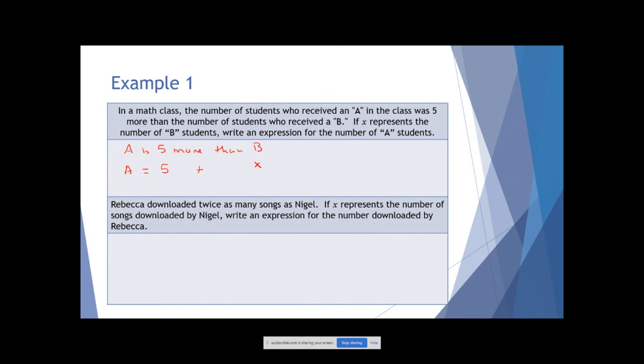Now, the question says to have an expression. An expression means no equal sign. So what it's asking for is the right side, not the part with an equals, but the rest of it. So your answer is 5 plus x. So it's key. It says expression, so that means no equal sign, so just the part that involves x.